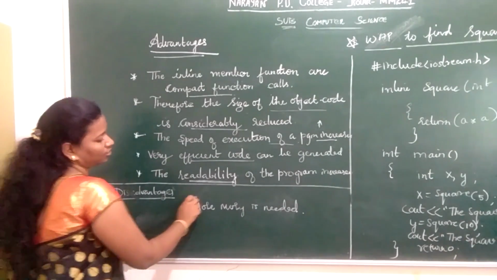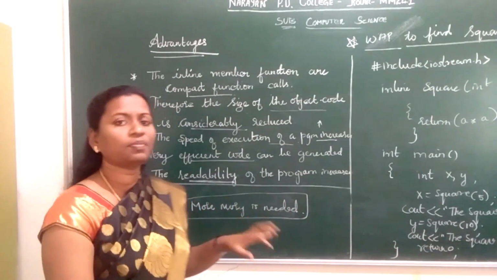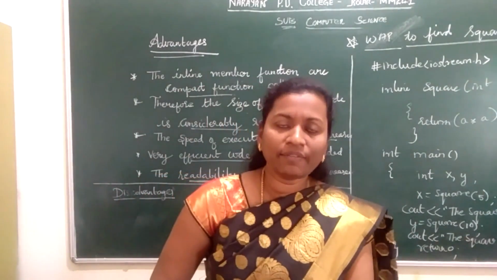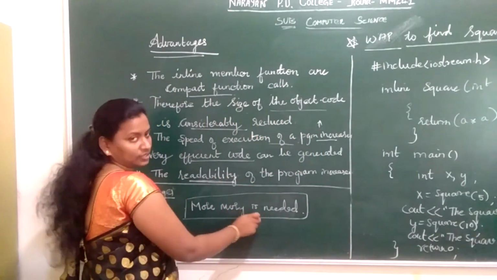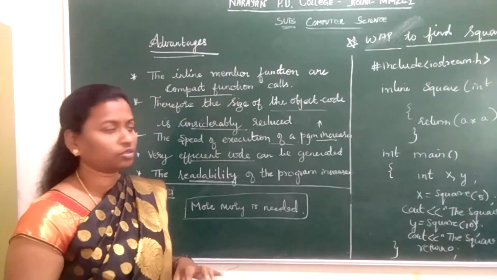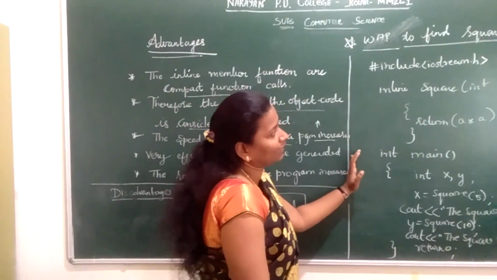Next, the disadvantage: more memory is needed. Because the function call is replaced by the body of the function, it requires more memory to execute the function. So more memory is needed. That is the only disadvantage. Next we will go to the example of inline function.